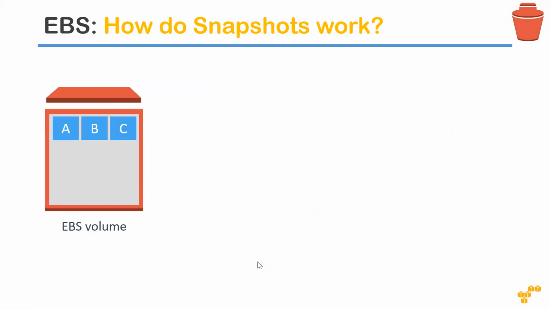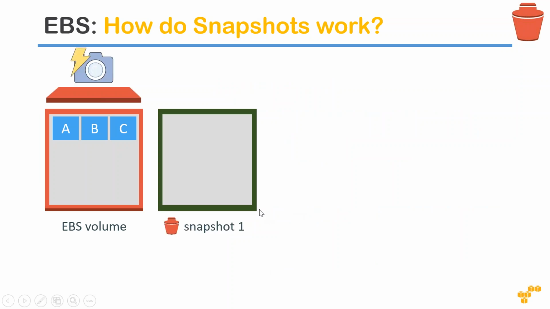So this is what happens when we do a snapshot. You have an EBS volume and you trigger a snapshot. It's not happening. Let me trigger it again. Okay, that worked. And when you trigger a snapshot, Amazon goes ahead and creates a dummy copy of it, and then moves all the bits into that. So now your snapshot 1 is ready.